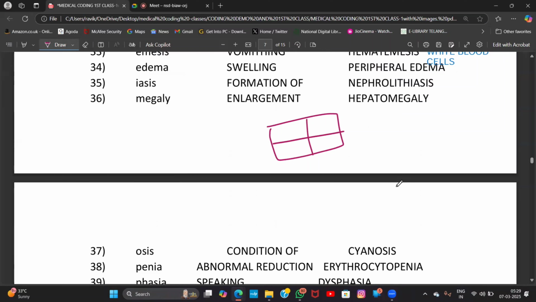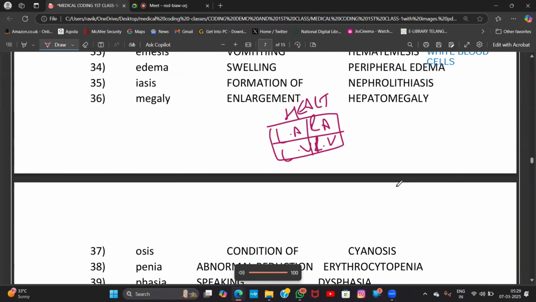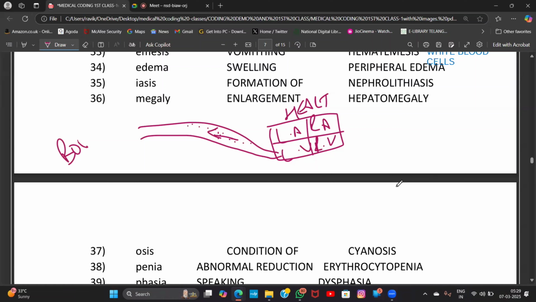The heart has four chambers: right atrium, left atrium, right ventricle, and left ventricle. From these, the oxygenated blood is carried from the heart to the body parts. The tubes which carry oxygenated blood from the heart to the body parts are called arteries. We call them arteries.